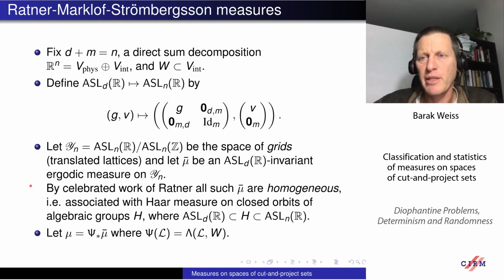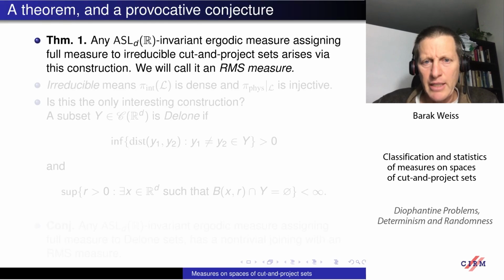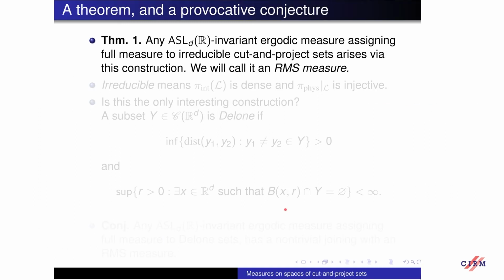I hope I've made it clear what the construction is. If there are any questions, as I said, please stop me. So this is the construction of Marklof and Strömbergsson. And I want to give you a teaser of the things we prove first, and then mention a conjecture. So the first thing we prove is that any measure which is ASL_d invariant and ergodic, and which gives full mass to cut and project sets, is one of the measures I just described.